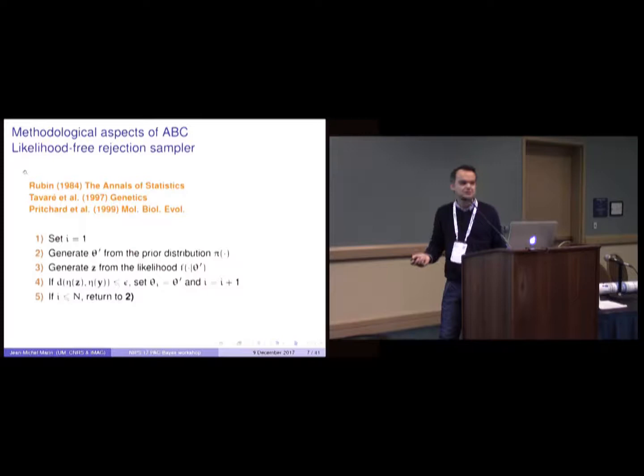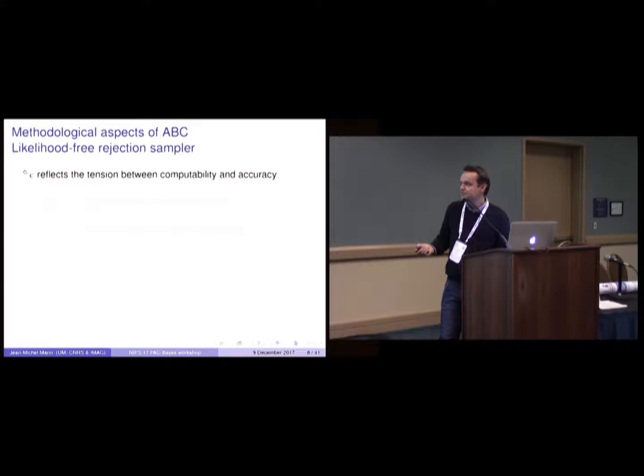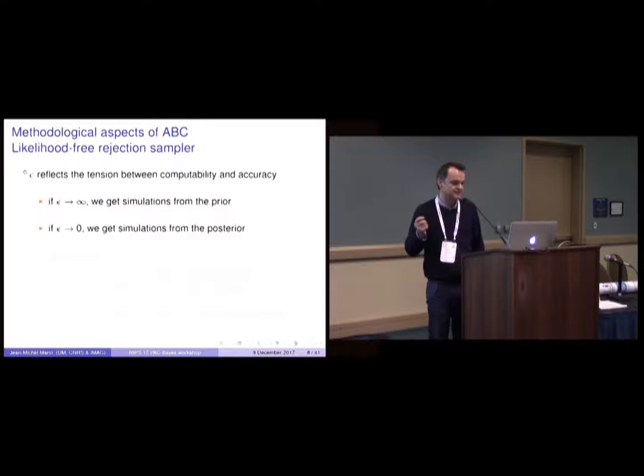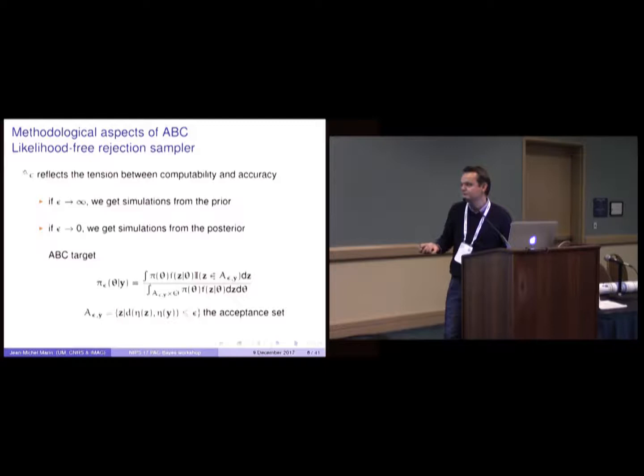Okay, so this epsilon reflects the tension between computability and accuracy. If epsilon tends to infinity, you get simulation from the prior. If epsilon tends to zero, you get simulation from the posterior. And here is the ABC target distribution, where capital A is the acceptance set for the seed.